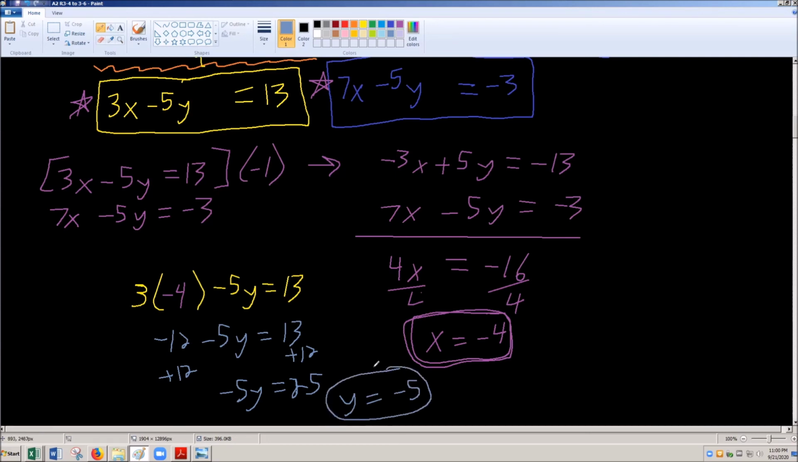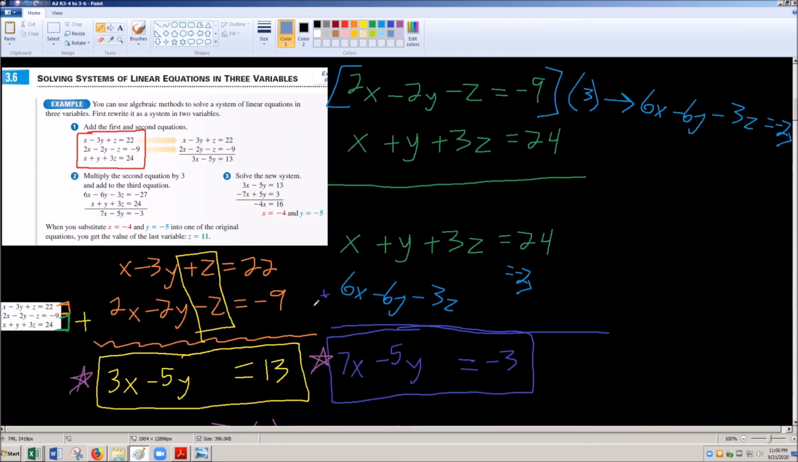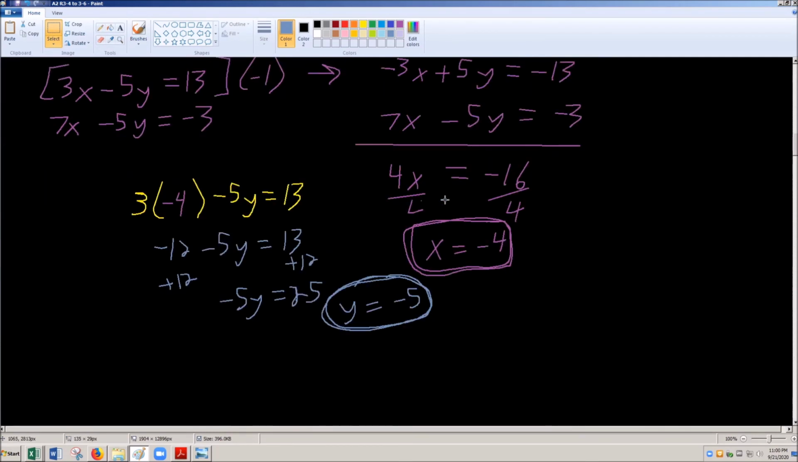Now that I know my x, and let's do a little double triple circle. So now that I know my x and my y, I'm going to go back and grab one of my original 3 problems. So looking at this, which one of these do we want? I don't care, so I'm just going to grab the first one. And I'm going to copy it down here for us.